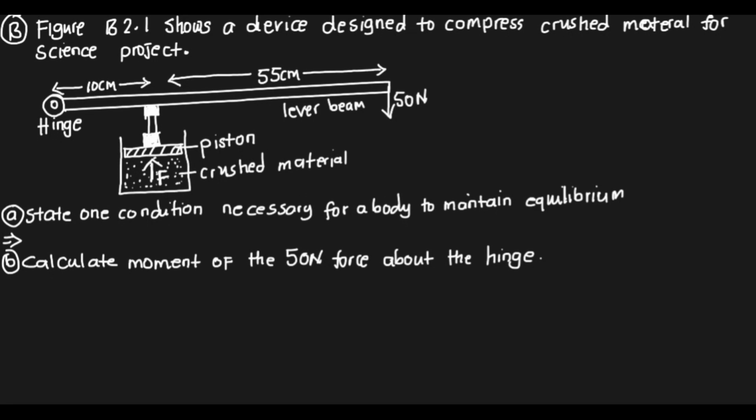Figure B2.1 shows a device designed to compress crushed material for a science project. So we can see that we have the diagram here, then we have this lever beam, the piston. So the piston is movable. As we try to push this lever down, then we are forcing the material to be crushed. So that's the picture that we have here. So this piston is pushing down. As long as the force is applied here, the piston is pushing down, forcing the material to crush.